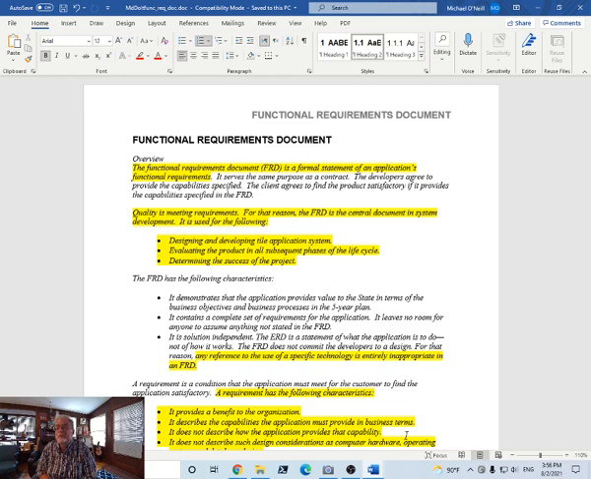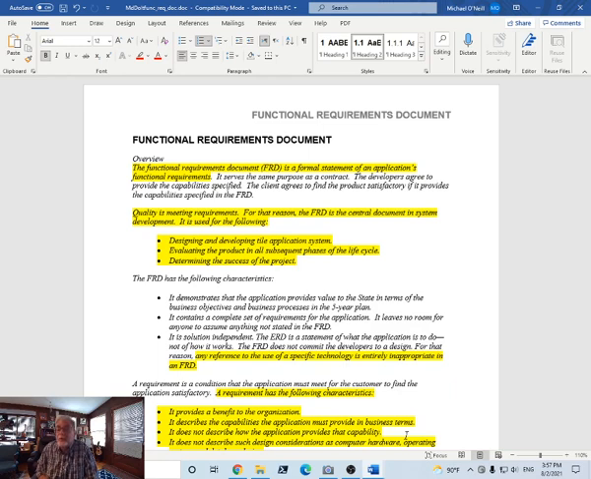The developers agree to provide the capabilities specified. The clients agree to find the product satisfactory if it provides the capabilities specified in the FRD. Notice it says nothing about selling the product or anything like this. This is not a sales pitch. This is a statement of what it does.